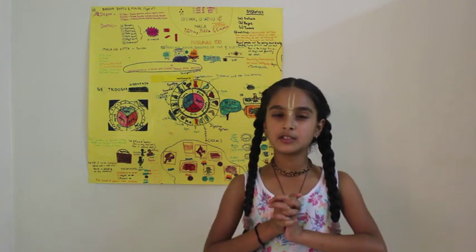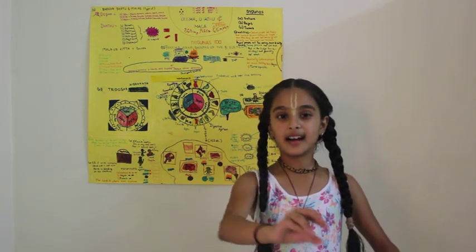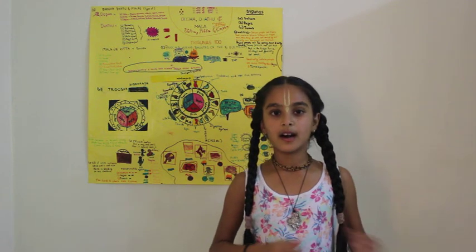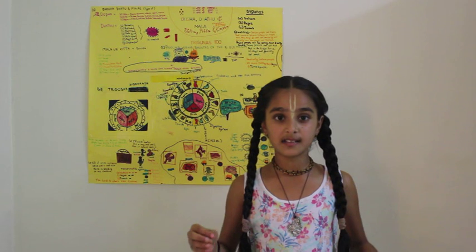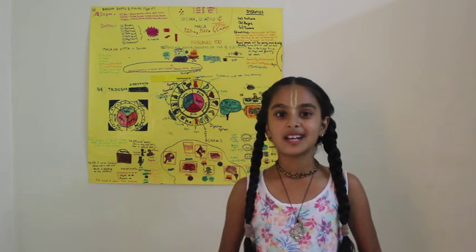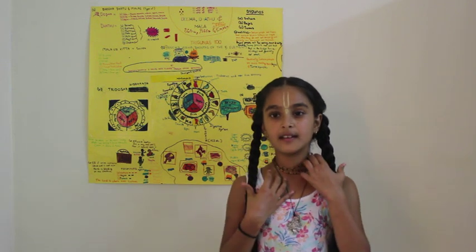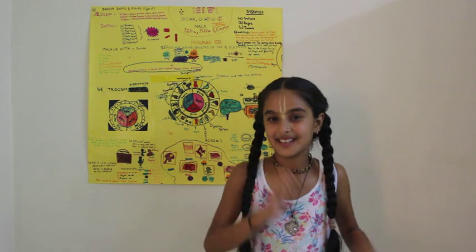Kapha people take in knowledge with a little difficulty but have long-term memory. Vata people take in information very fast and forget it very fast too. So Vata people are very impatient and restless, and many other things can be said about them.